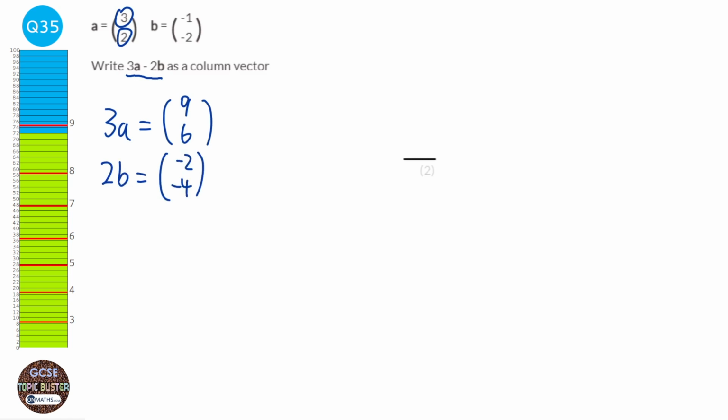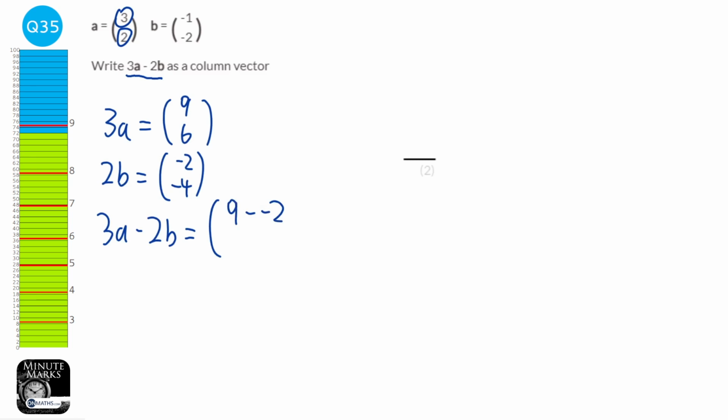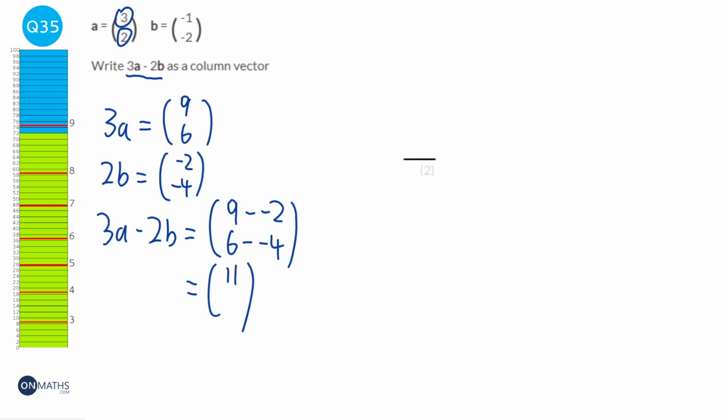And so 3a take away 2b is going to be 3a, which is 9 at the top, take away the 2b, which is -2. And then the bottom will be 6, take away -4. And so that's going to be 9 plus 2, which is 11, and 6 plus 4, which is 10. So the vector is going to be 11 at the top, 10 at the bottom.